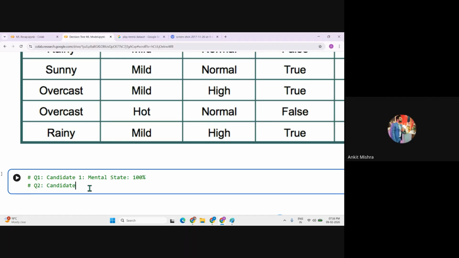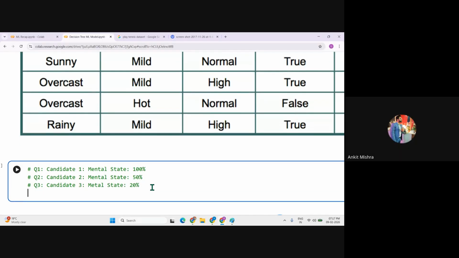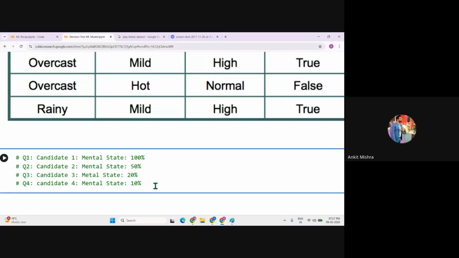Candidate two, and the mental state is something like 50%. 50% of the time they take the right decision and 50% of the time they take the wrong decision. Same with candidate three. Candidate three, the mental state is something like 20%. Okay. And the last one is 10% or 0%. Candidate four, the mental state is 10%. Let me take the example as 10%.